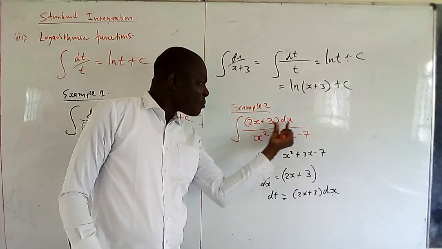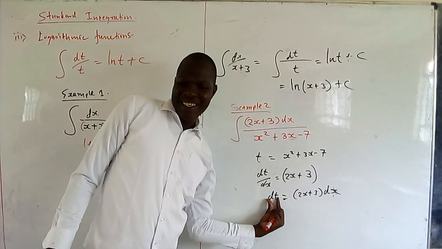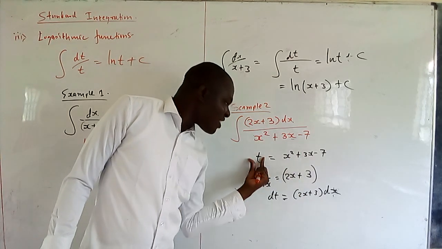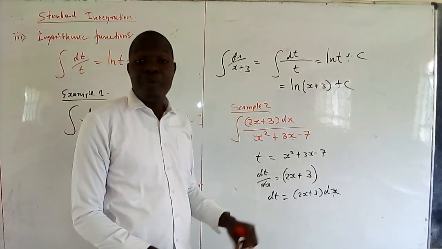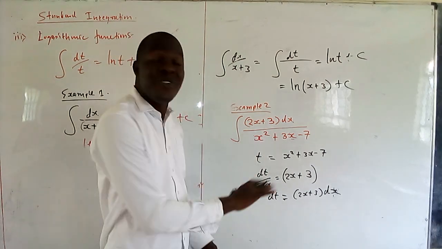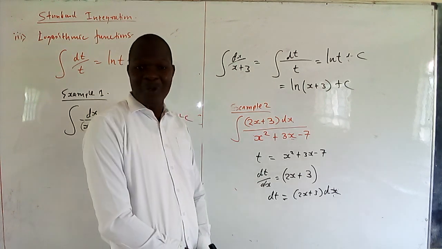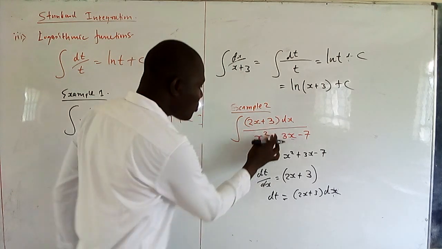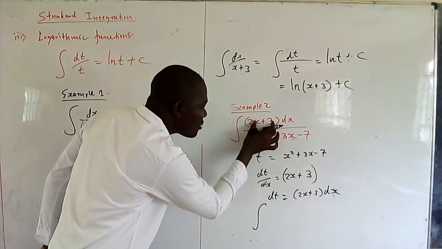So are you seeing? Meaning where there is 2x plus 3 dx, you put what? dt. And where there is x squared plus 3x minus 7 is the same as t. Meaning algebraic substitution is working. So you don't separate, you don't do anything. You go direct to algebraic substitution. Have you seen the scenario? Are we together?